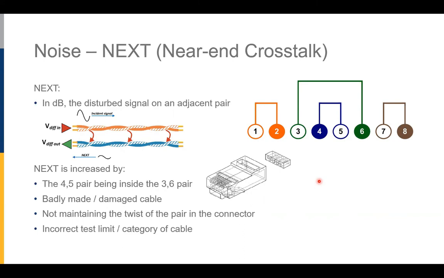Now, another problem is testing against the wrong limit. You might say, well, I'm going to be running 10 gigabit Ethernet here, so I need you to test this cable to category 6A to make sure it will pass 10 gigabit Ethernet. Well, if you didn't install category 6A cable, that's not going to pass.